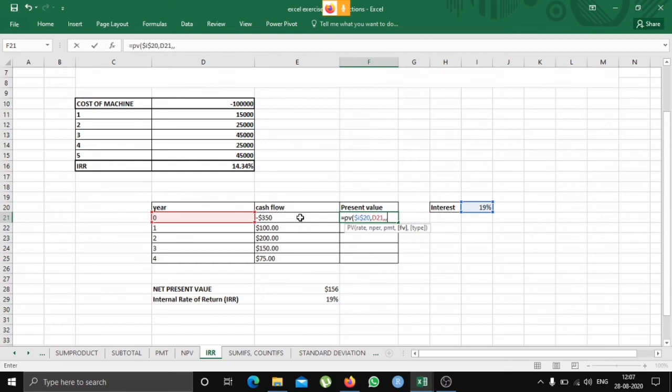Now enter the cash flow, that is 350. And now we need to enter whether you are paying at the end of the period or the beginning of the period. You can enter 0 or 1 on the basis of that. Let's enter 0, end of the period, and just close the bracket, press enter. So now we got the present value for the cash outflow of 350. Just extend this and you will get all the values. Don't worry that it is in negative format. Excel considers them all as outflows only, so it is in negative format.